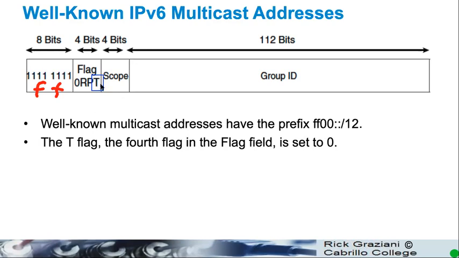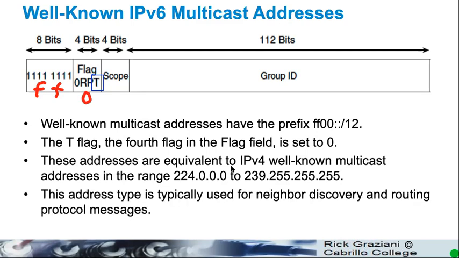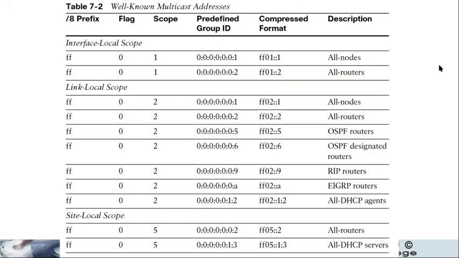We know the T flag is 0. That's where we get a 0 here. We said that these are equivalent to 224 IPv4 multicast addresses. We'll see that these are typically used for neighbor discovery and routing protocols. And let's go ahead and take a look at some of these. This is just my chart from the book. We don't have to worry about interface link local addresses, but here's a list of some different ones.